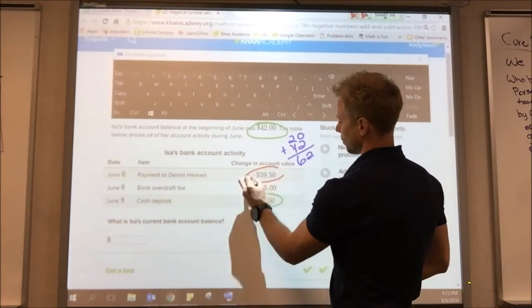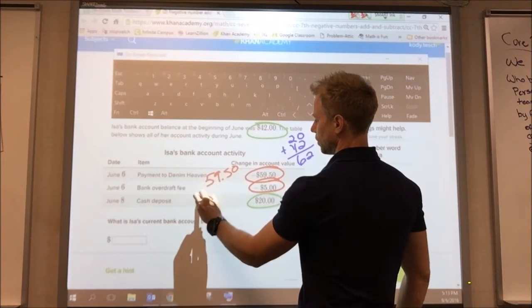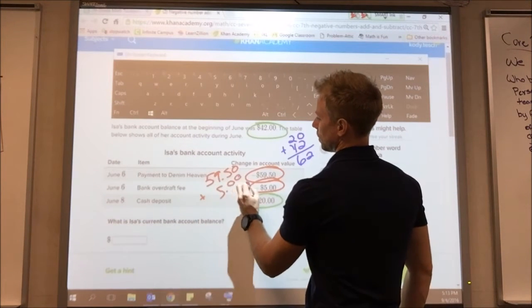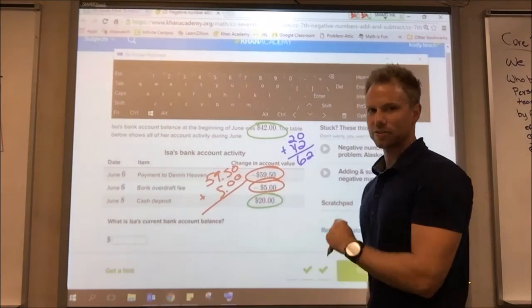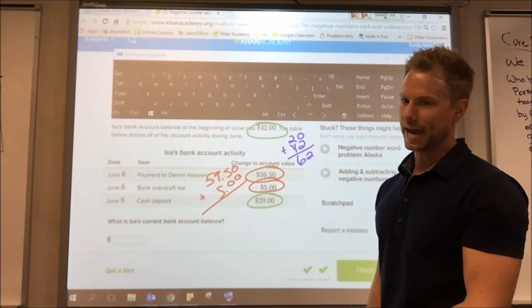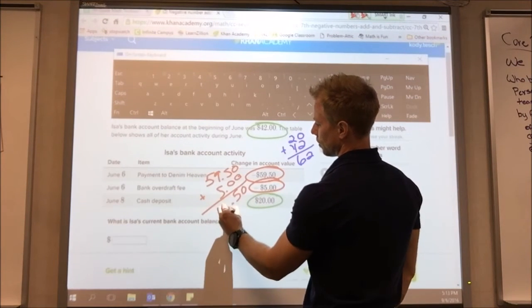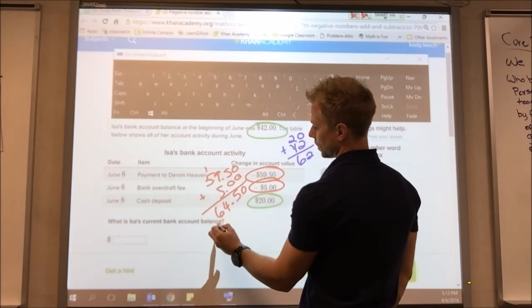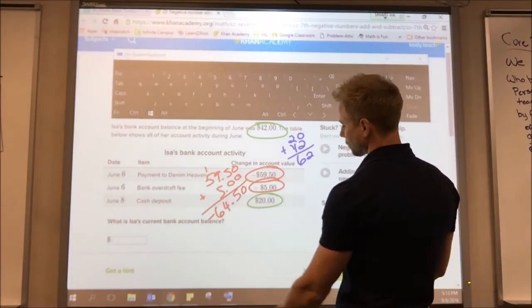And then we have 59.50 and 5. If we put those together, notice I'm adding even though they're negative because their signs are alike. So we add and keep the original sign. That would be 64.50, and that's going to be negative.